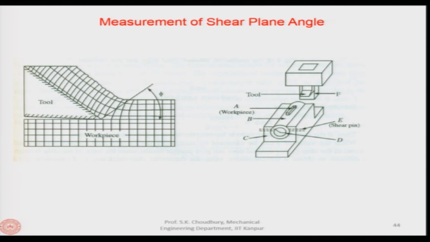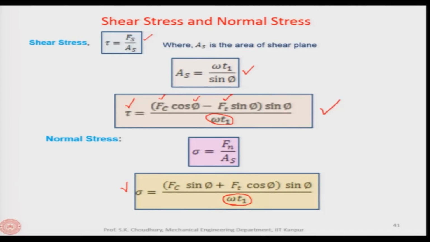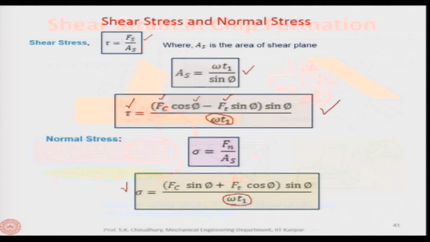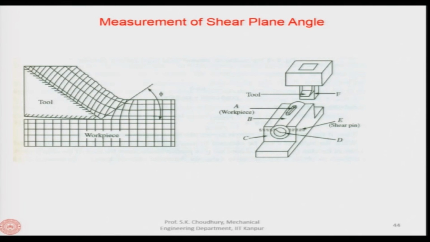Now let us see how the shear plane angle can be measured. As you understand, all the time what we were saying is that we can find out analytically the value of Fc if we know phi particularly, because all other angles will be known. Therefore, finding out phi, the shear plane angle, is very important. Now, the shear plane angle can be measured.